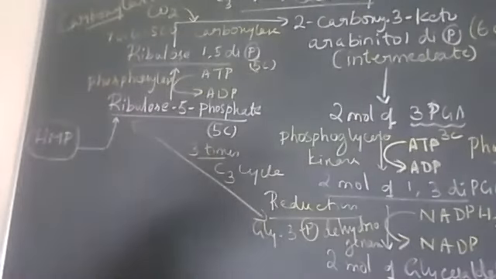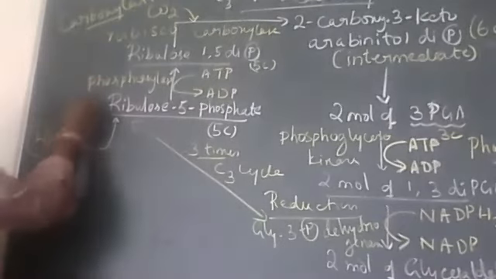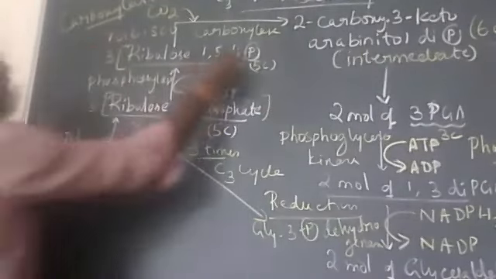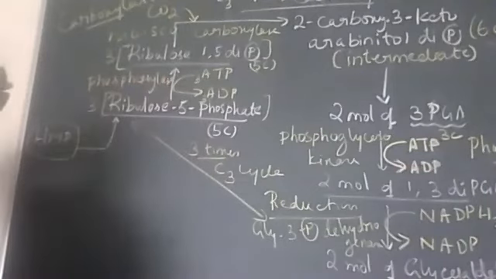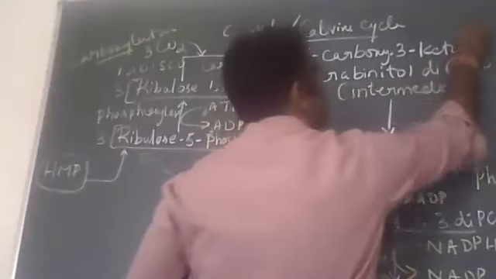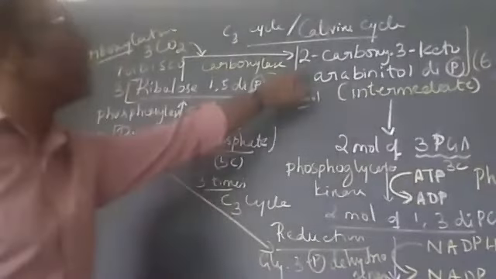What is repeated 3 times? Ribulose 5-phosphate, 3 molecules. See the board. 3 molecules of ribulose 5-phosphate convert to 3 molecules of ribulose 1,5-diphosphate. Right, 3 everywhere. 3 ATP molecules are used. 3 molecules of carbon dioxide are fixed to give you how many? 3 molecules of what? Somebody tell me this name.